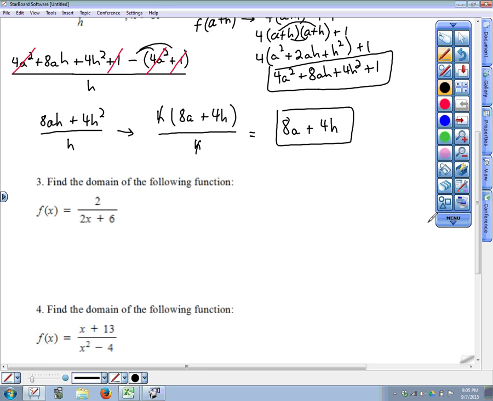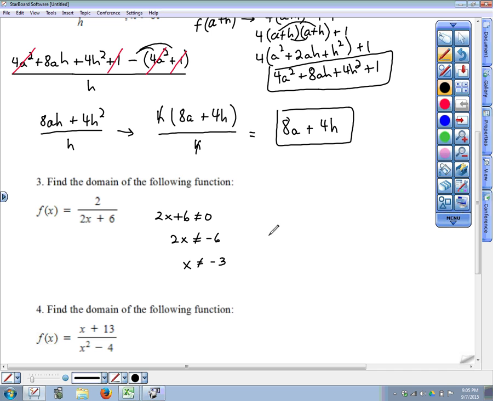So the biggest issue with this type of a function, this is called a rational function, is you can't have the denominator equal to 0. You can't divide by 0, it's undefined. So what you really want to figure out is when is this equal to 0? 2x plus 6 cannot equal 0. So this is a simple equation to solve. Subtract 6, divide by 2, and it says here x cannot equal negative 3.